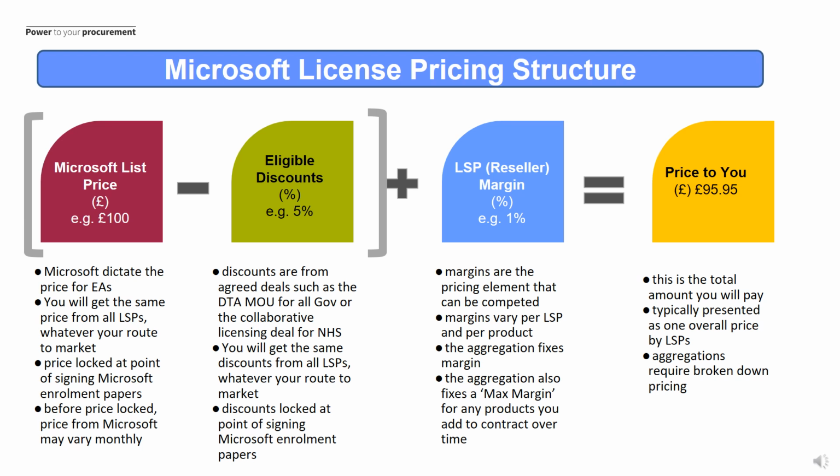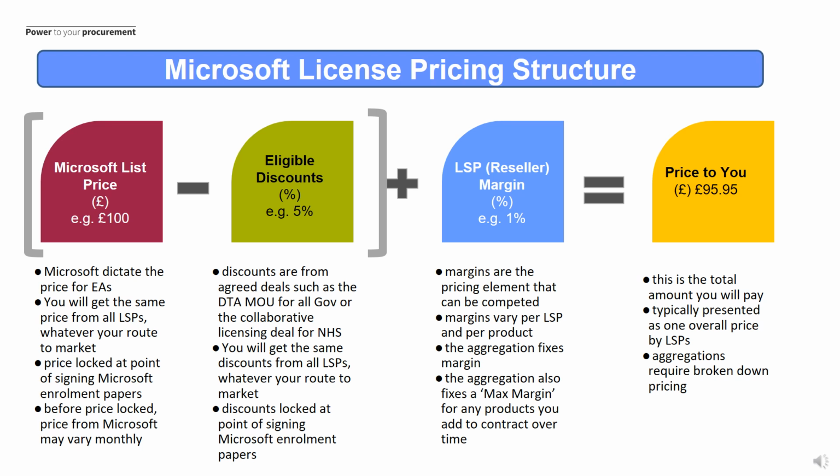So before that price is locked in, there is potential for the list price to change by pennies here or there, and that's because Microsoft release a monthly list price to the LSPs, remembering that LSPs can do nothing about that. It's a Microsoft set price, but it is usually just pennies here or there, and those pennies can go down as well as up.